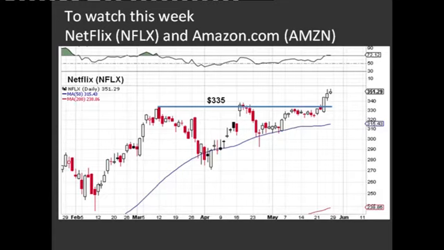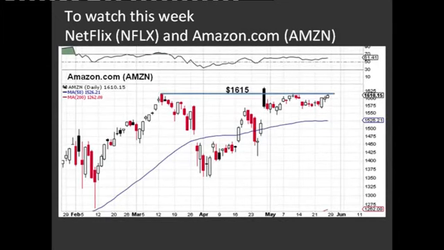Notice on Netflix the price went sideways. It had been bumping up against this overhead resistance at $335, making higher lows all along. Ultimately one would have expected a break to the upside here, and that's exactly what we got. Now if you take a look at the chart of Amazon.com, you'll see that there's a very, very similar technical picture playing out over here. The price is bumping up against $1,615 a share, and I think if it can break out through that, that would be a very bullish break, and it would point to further upside in the price of Amazon.com.